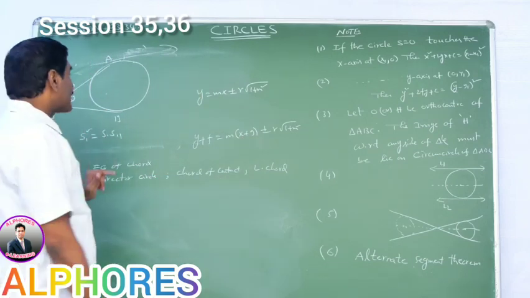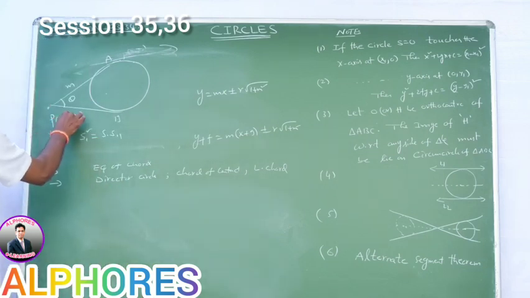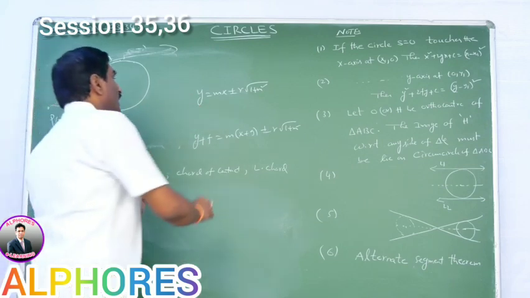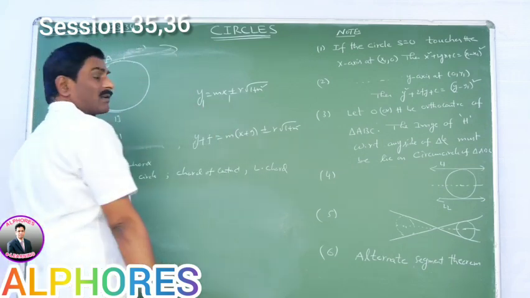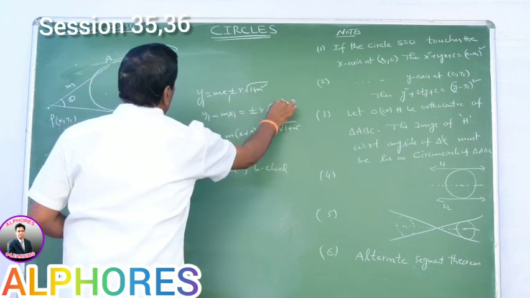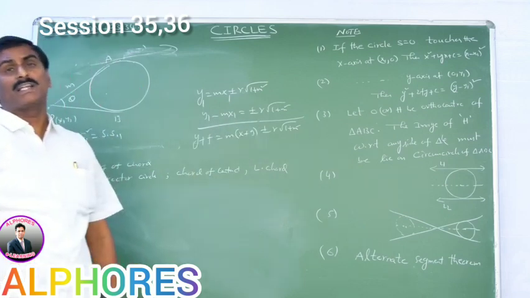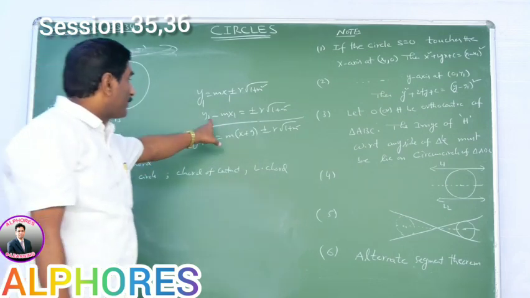This tangent must pass through the given point P(x1, y1). Substitute this point in this equation: y1 is equal to mx1 plus or minus. That means y1 minus mx1 is equal to plus or minus r into root over 1 plus m square. After squaring on both sides, we get a quadratic equation in m. Only m is the unknown value.